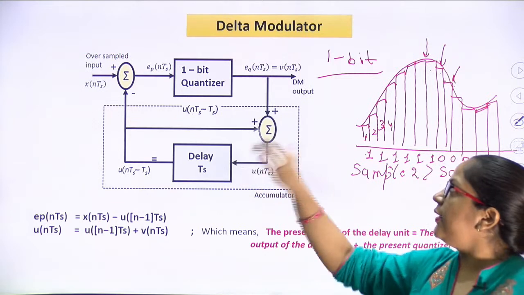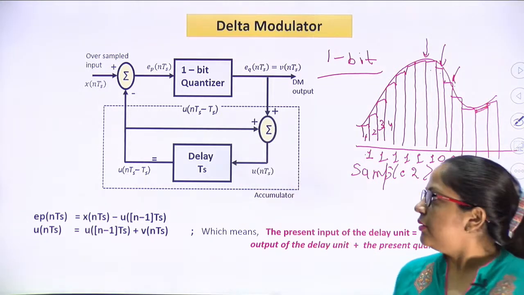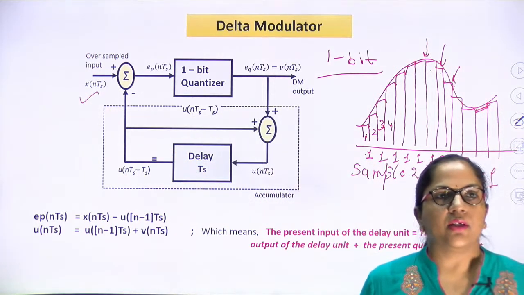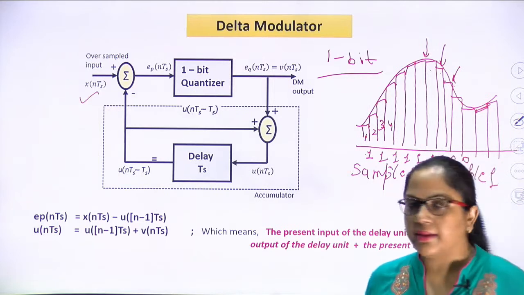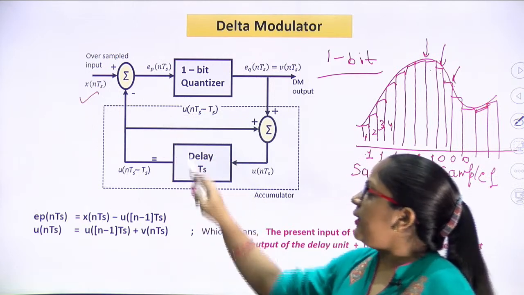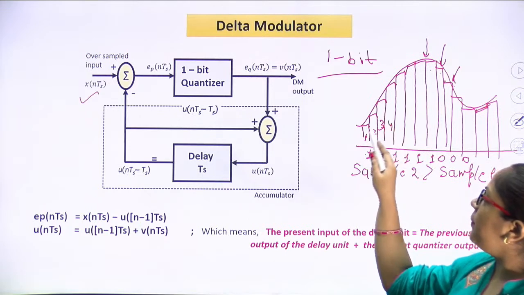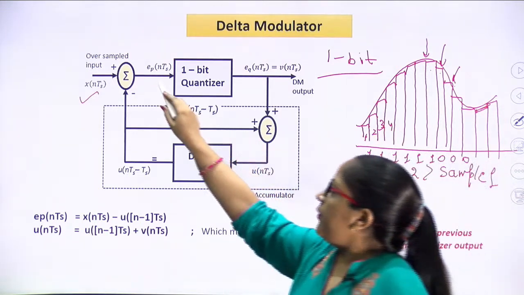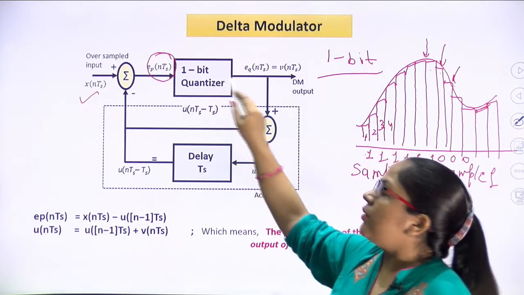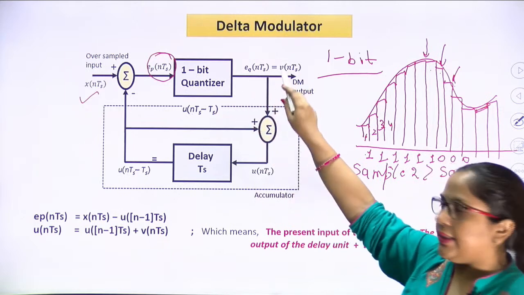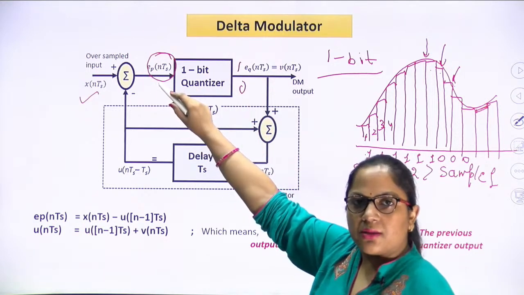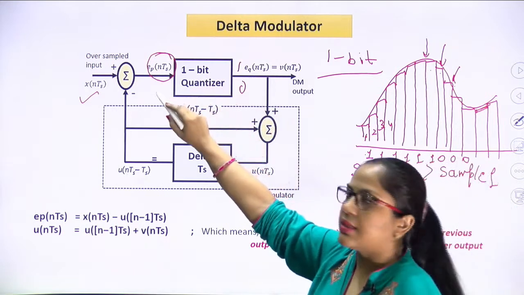Here we have the block diagram of the delta modulator. In this diagram, the first input is the oversampled original signal. Its difference is taken with its delayed version, which means the next sample is compared with the previous one. Here we have a 1-bit quantizer. What is this 1-bit quantizer? It generates either binary 1 or 0. Binary 1 is generated if this difference is positive, and binary 0 is generated if this difference is negative.